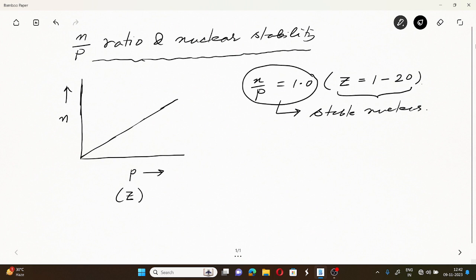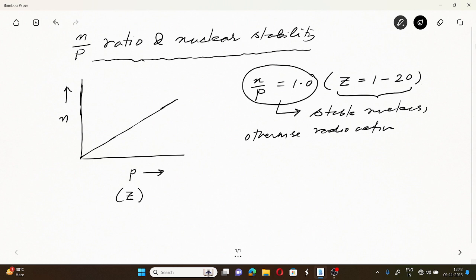Otherwise, if it is lesser than 1.0 or greater than 1.0, that means if it is more or less than 1.0, then the nucleus is radioactive. Now, this is the observation.